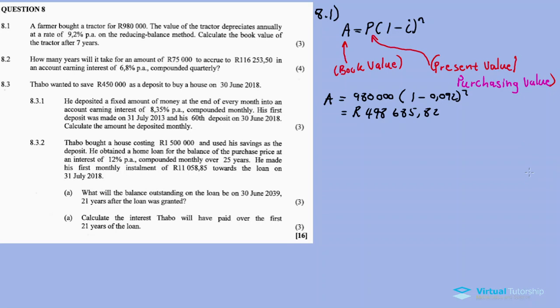8.2. How many years will it take for an amount of 75,000 rand to accrue to 116,253.50 in an account earning interest of 6.8% per annum compounded quarterly?